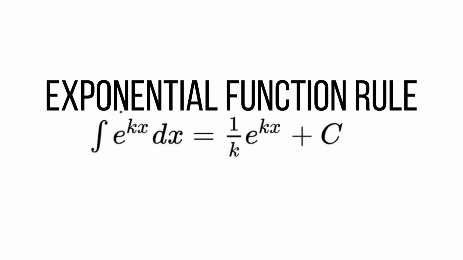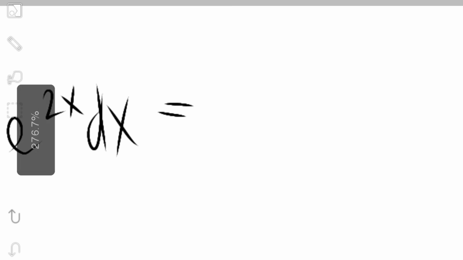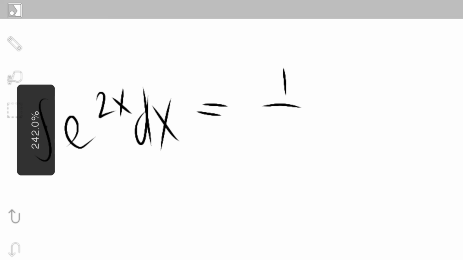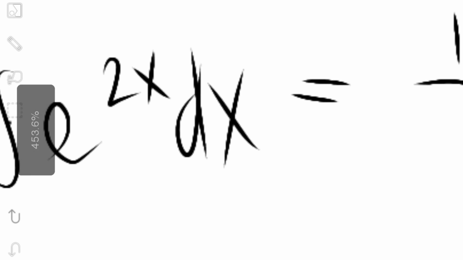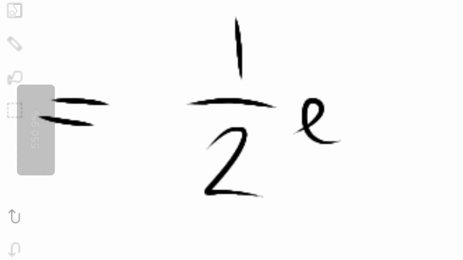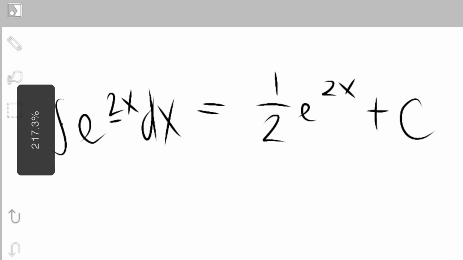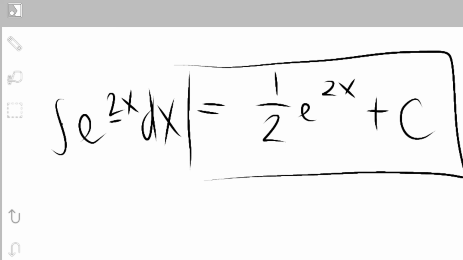Looks difficult, but we're just rewriting it. Look at this example. So for example, the antiderivative of e raised to 2x dx. So following the given formula, we just have to do 1 over k. Our k in this scenario is the 2. 1 over 2 e raised to 2x plus c. So this is your final answer.